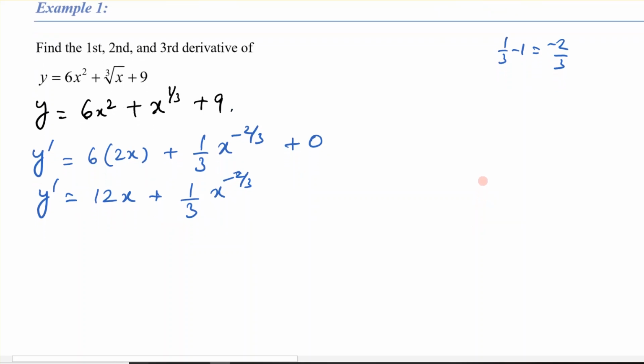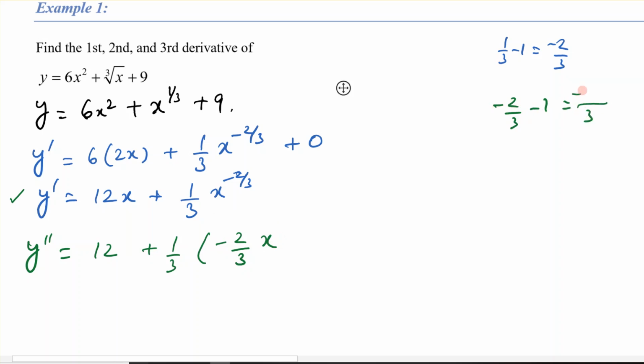If you want to take the second derivative, now we're going to take the derivative of this expression. So the second derivative would be: take the derivative of 12x, which would be only 12, and then the derivative of 1/3 x raised to power negative 2 over 3. Again, bring the power down, reduce the power by 1. So negative 2 over 3, minus 1. The common denominator is 3, so negative 2 minus 3, so negative 5 over 3. So we get 12 minus 2 over 9 x raised to power negative 5 over 3.